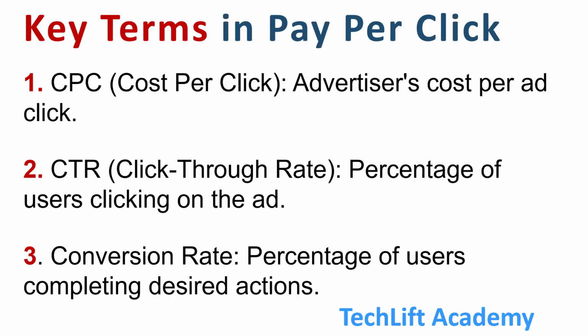Pay-per-click is very, very important, but you need to understand these terms. Advertisers' cost per ad. It depends. Are you looking for conversions or are you just looking for views? So it's a little bit different depending on what you want. Then we have what we call the CTR, click-through rate. And this is the percentage of users clicking on the advert.